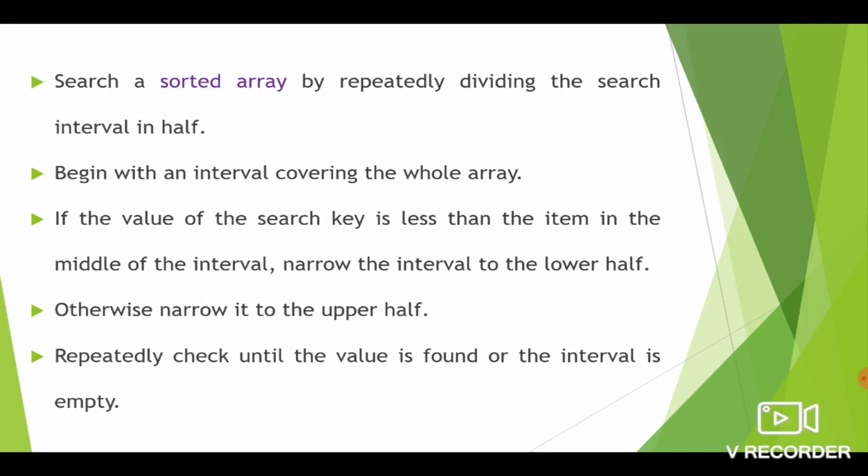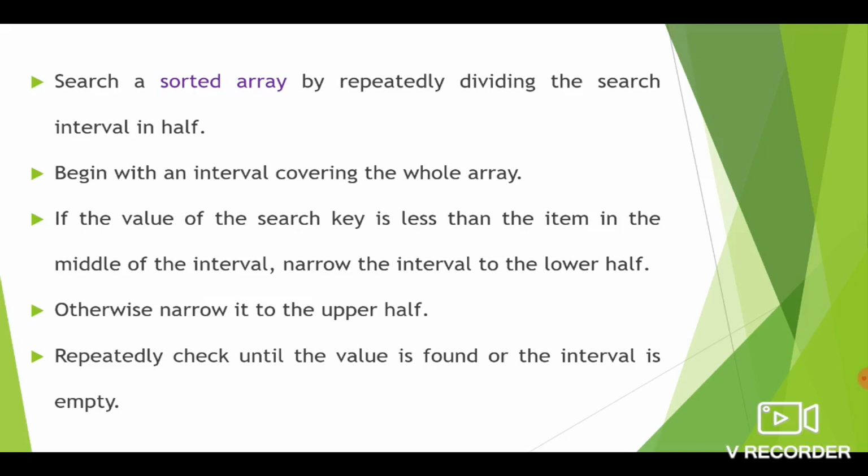So what is binary search? It searches a sorted array by repeatedly dividing the searching interval in half. You begin with an interval covering the whole array. If the value of the search key is less than the item in the middle of the interval, then you narrow the interval to the lower half.